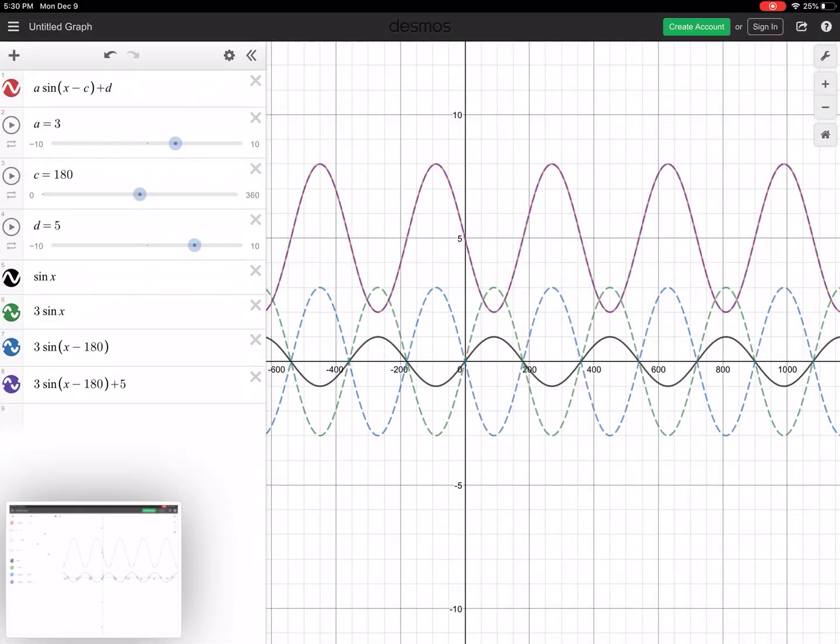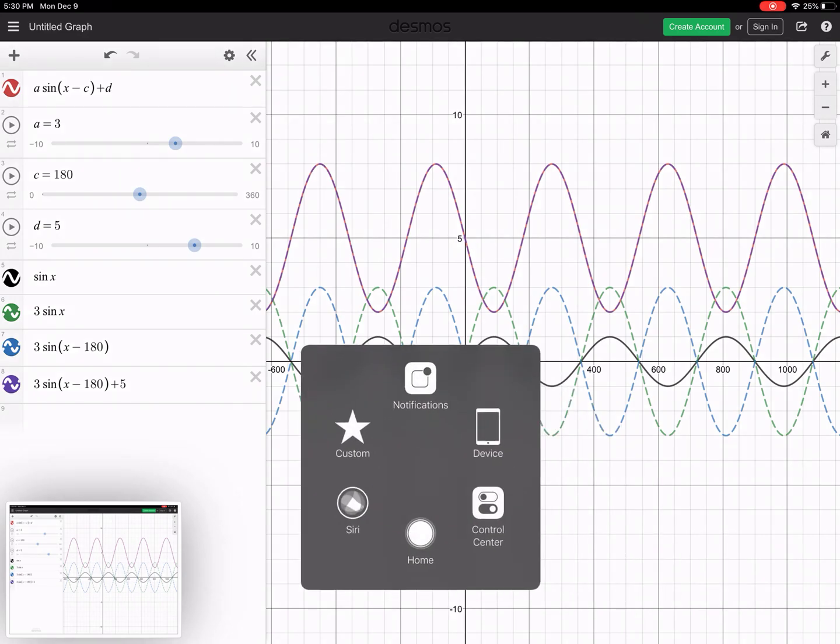sinusoidal functions. Can I have a picture of the first page you initially? Okay.